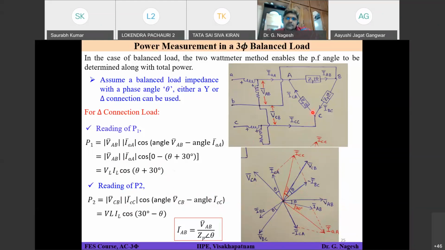ICC is equal to ICA minus IBC. ICA is here, minus IBC will come in this direction. So you have to add up ICA and minus IBC, and it will come exactly at this point. The phase angle difference between VCB and ICC will be 30 minus theta. Is it clear with regard to this phasor diagram and how I have got the phase angle?